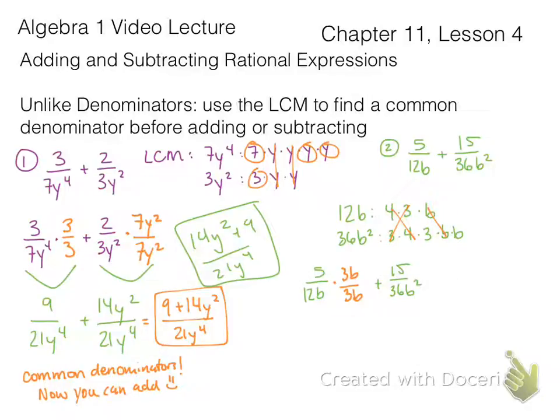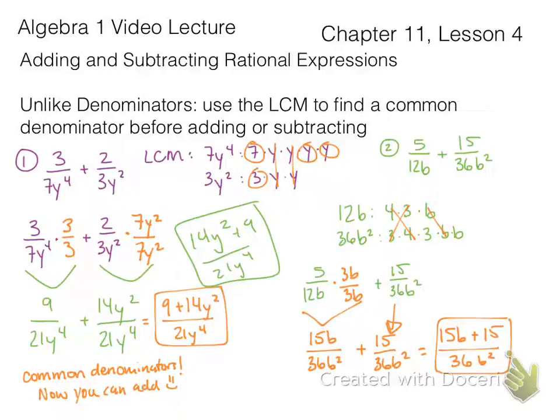So I'm going to multiply both the top and the bottom by the same number, which would be 3b. And I'm going to end up with 15b over 36b squared plus 15 over 36b squared. Common denominator, so I can add. And there's really nothing I can pull out of that. Sorry. That's as simplified as it gets. Kind of excited about that though, huh?